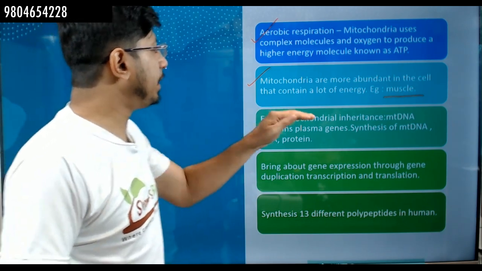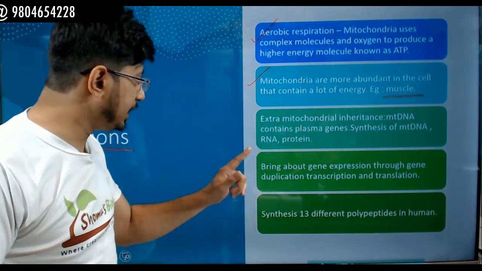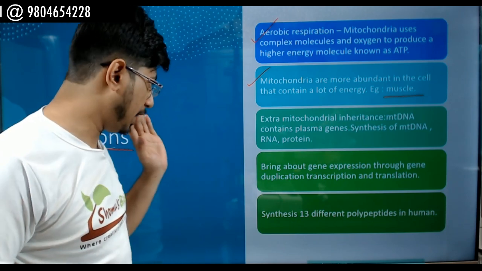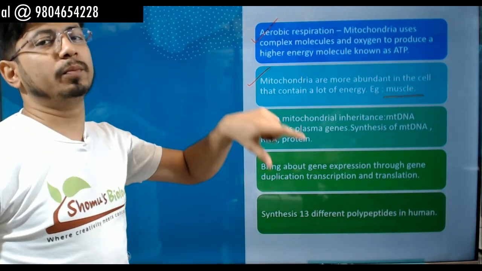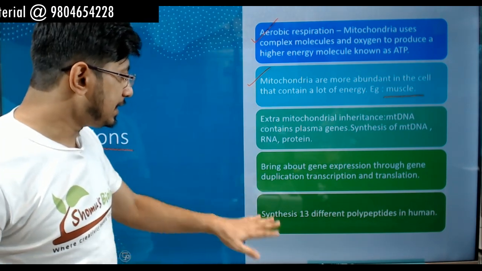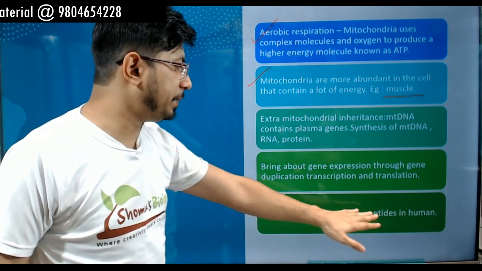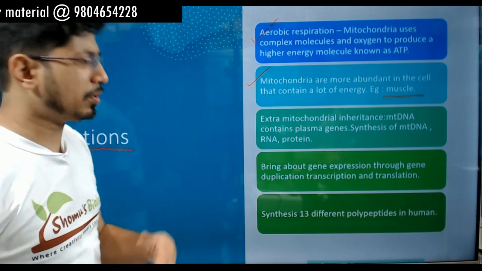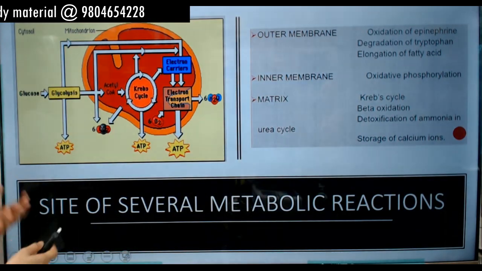Extra-nuclear inheritance, that is, mitochondrial DNA, contains plasmagenes. Synthesis of mitochondrial RNA and protein is possible. Mitochondria also serve as the place for the Krebs cycle. Synthesis of 13 different polypeptides in humans is done inside mitochondria. There are several more functions, but these are the most abundant functions.